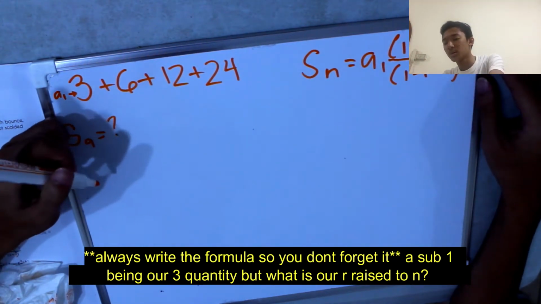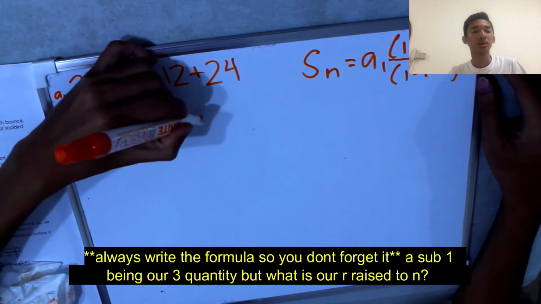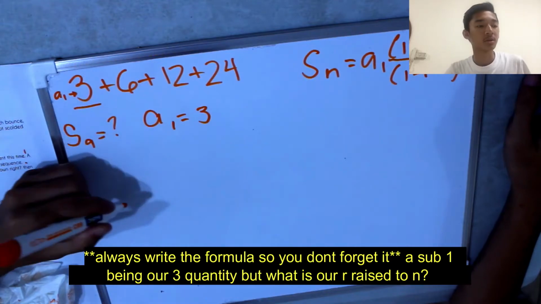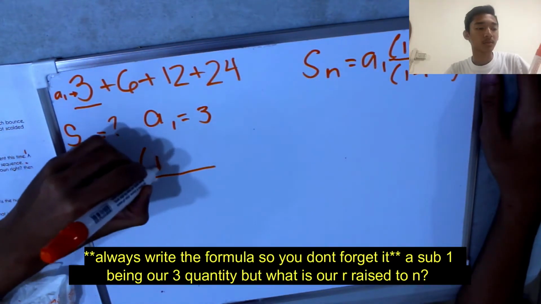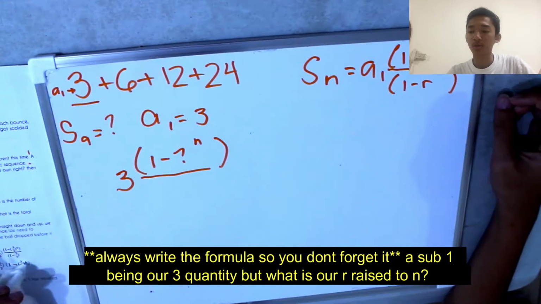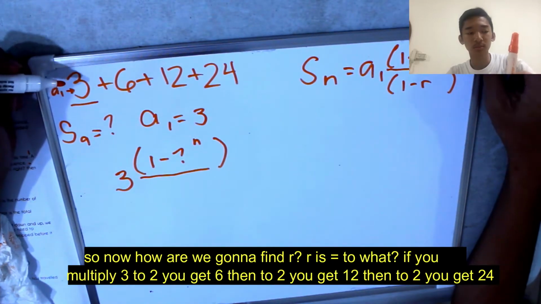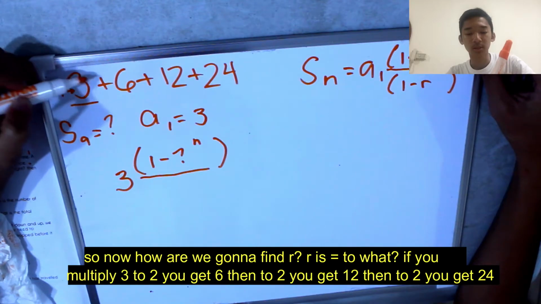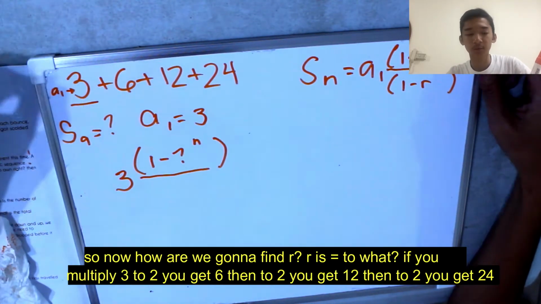So as our A sub 1 being 3, let's put that on the formula. So A sub 1 equals 3 quantity 1 minus, what is our R? What is our R? A sub n. Okay, so how are we supposed to find R? I was thinking about that myself also. Why is 3 plus 6 plus 12 plus 24? How did that happen? It's because of the R.